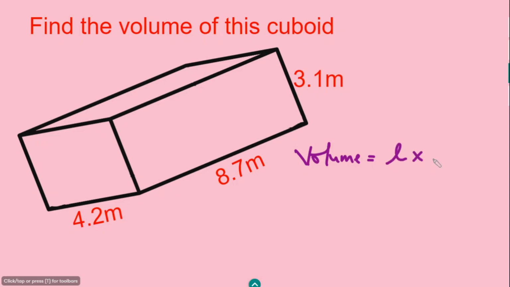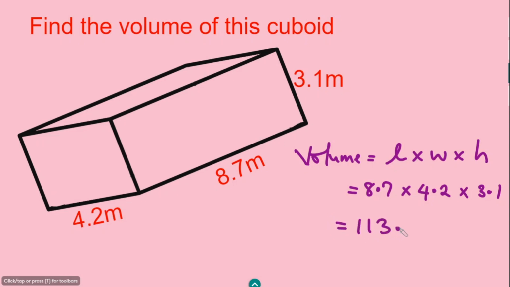the length times the width, and by the height. In this case, the length here is 8.7, so I'm going to put here 8.7. Multiply the width. Here the width is 4.2, so 4.2. Multiply the height, which is 3.1. And then with your calculator, if you multiply these three numbers, you're going to have 113.274. Of course, because here it is in meters, the unit of the volume is going to be meters cubed.